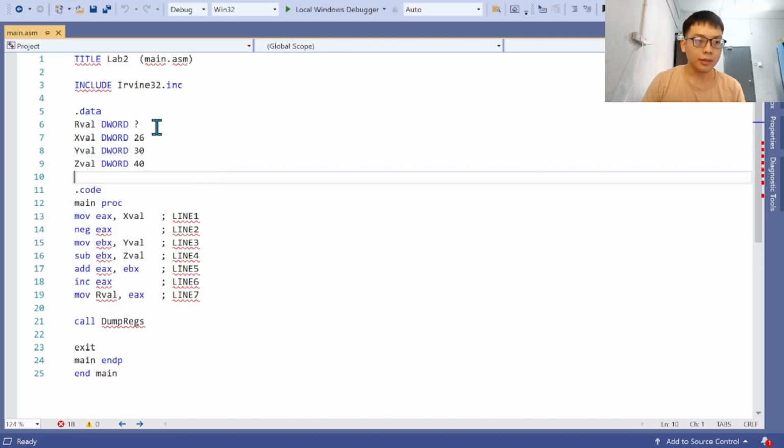For question 2, we declare all the variables using DWORD. Rval is unknown, Xval is 26 in decimal, Yval is 30 in decimal, and Zval is 40 in decimal. Now I start debugging.